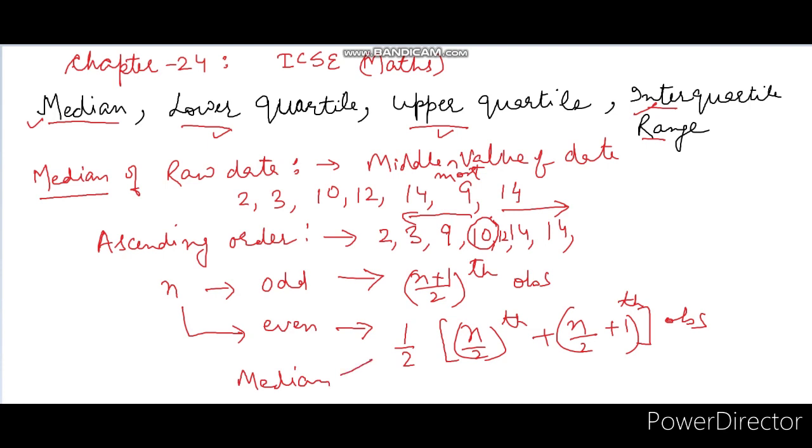So this is all about the median of raw data. For the median of raw data, the first step is to arrange in ascending order. The second is to check whether n is odd or even. Then accordingly we apply the formula for the odd or even number of observations.